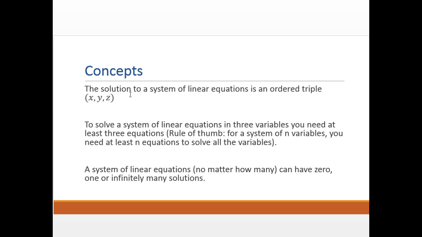To solve a system of linear equations in three variables, we need at least three equations. In fact, your rule of thumb is that for a system with n variables, you need at least n equations to solve all variables. Now realize any system of equations, no matter how many linear equations there are, you can have 0, 1, or infinitely many solutions.